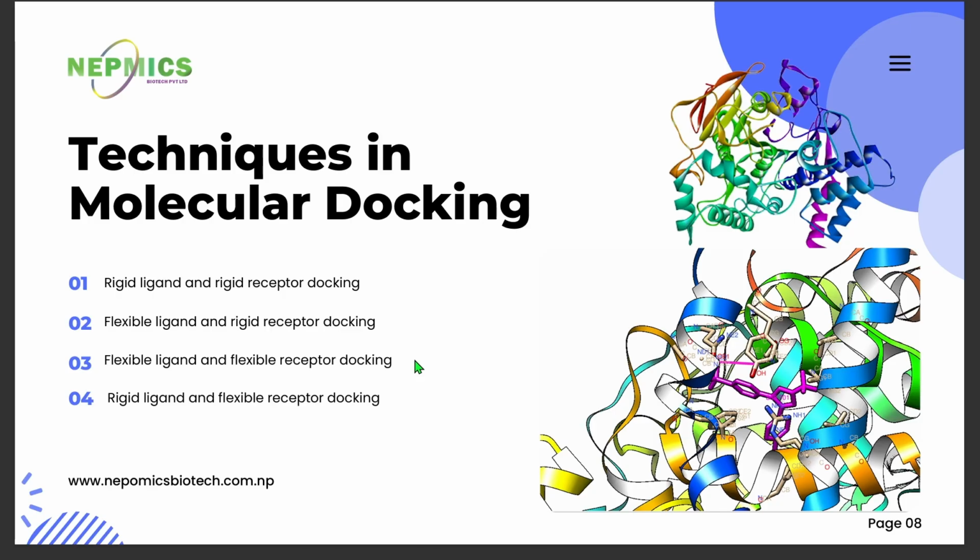Let's talk about the techniques now. There are four major techniques involved in molecular docking. You can make the ligand rigid as well as the receptor rigid in one case, or you can make them both flexible, or one of them flexible and one of them rigid, and so on. In this way you can perform molecular docking in different ways. It is based on what type of ligand molecule you are using and what type of protein molecule you are actually using as a receptor.